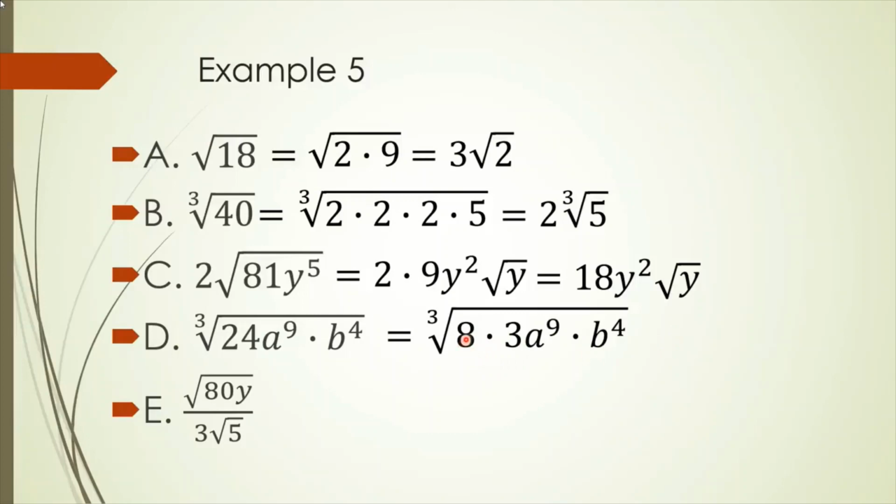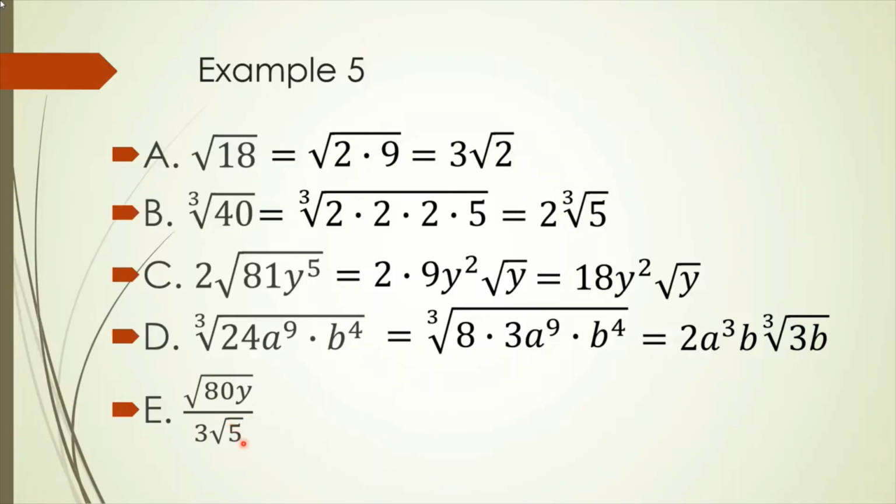So the cube root of 8 would be 2. The cube root of a to the 9th would be a cubed. And the cube root of b to the 4th, 3 goes into 4 once, with 1 left over, and that leftover always stays underneath the radical.